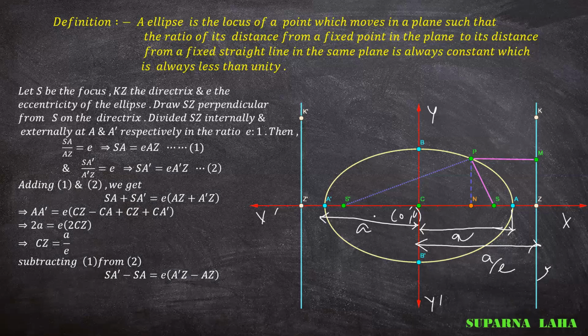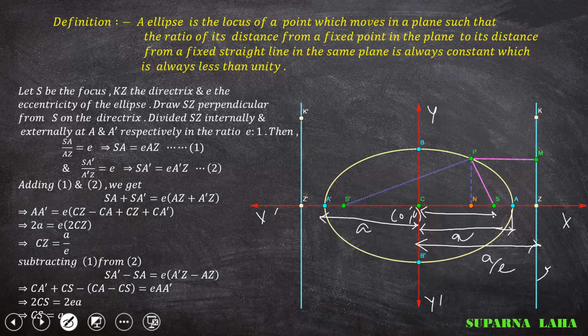Now A dash Z and AZ. If we subtract these two values, we will find this equals 2a, that is AA dash. Now from here, just put the value of SA dash and SA, and you will find that CS equals a into e. Now what is CS? So mark that distance also. CS, this is a into e.